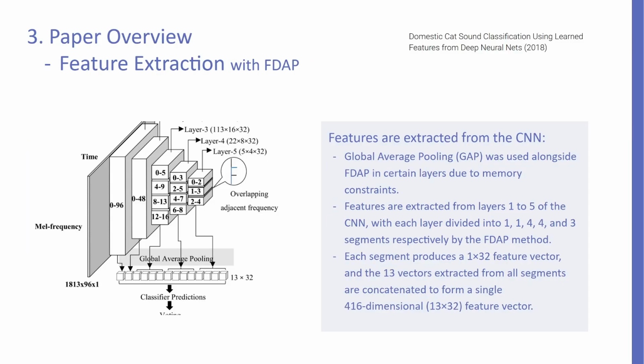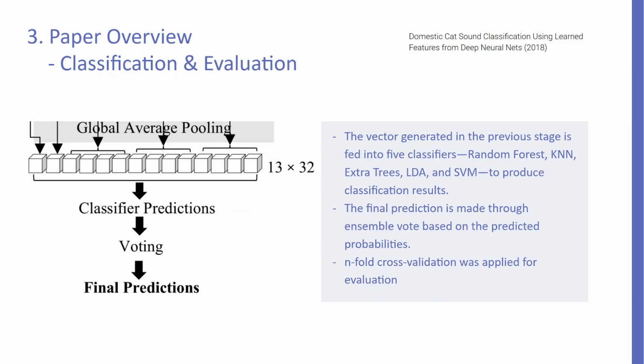This is where FDAP is applied during feature extraction. Features are extracted from layers 1 to 5 of the CNN. The FDAP method divides these layers into 1, 1, 4, 4, and 3 segments respectively. Each of the 13 segments produces a 1 by 32 feature vector, and these are concatenated to form a single 416-dimensional feature vector. The vector is then fed into 5 classifiers, and the final prediction is made through an ensemble vote based on the outputs of these classifiers, and n-fold cross-validation was used.